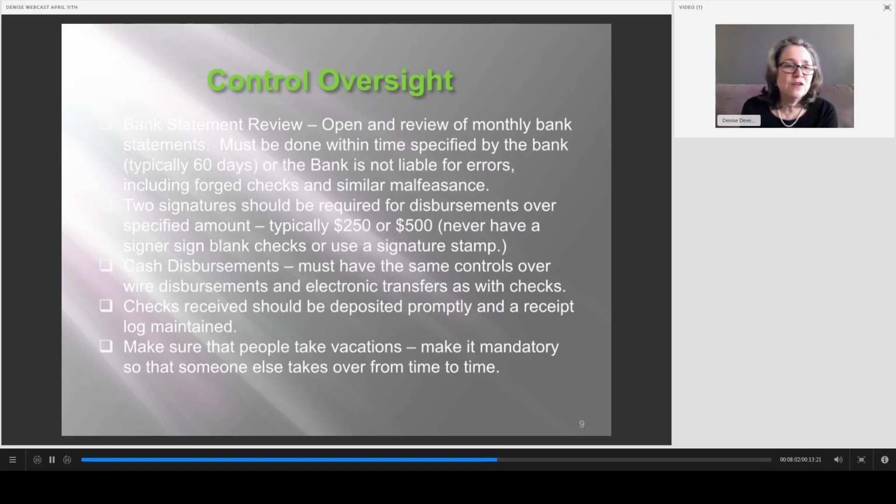Keep the same controls in place over wires and ACHs as you do over your checks. Cash receipts. Keep a log of all checks received day by day and ensure that each check makes it to the bank daily. Mandatory vacations.